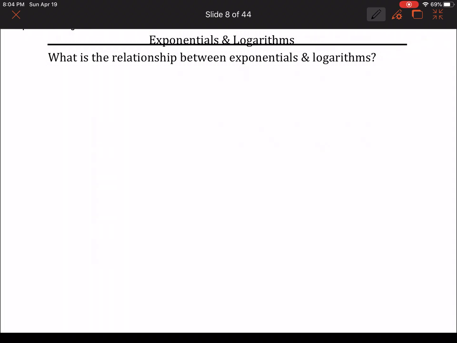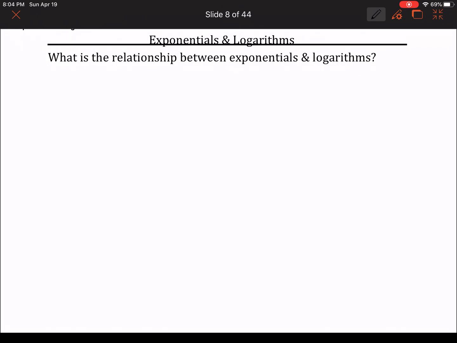Hi guys, so today we're going to briefly discuss the relationship between exponentials and logarithms. The relationship is that they are inverses of one another, and we did inverses, huh? Yes. Did we? Yes, we did.